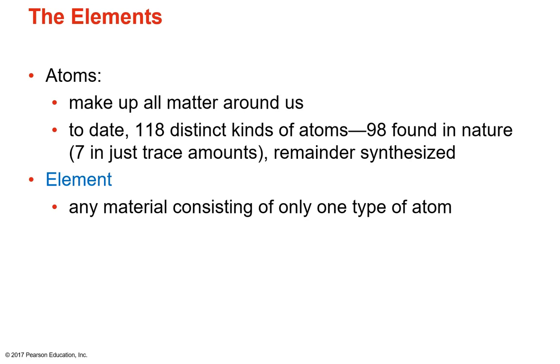Stable. Okay, so any material consists of only one type of atom, an element, but we can have materials made up of multiple kinds of atoms, and those are compounds.